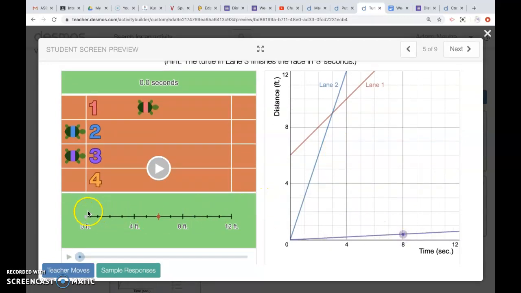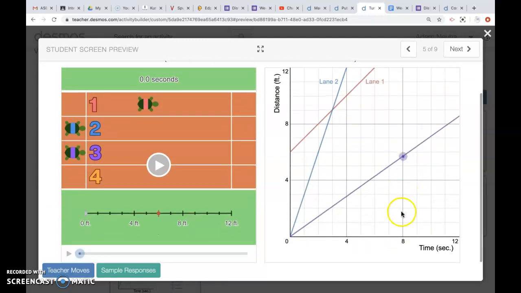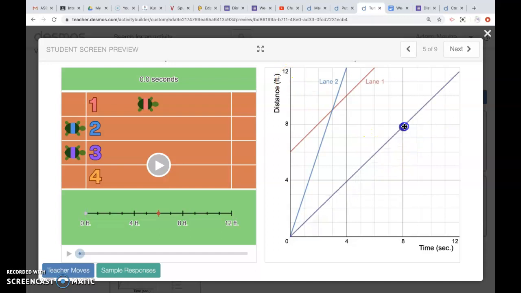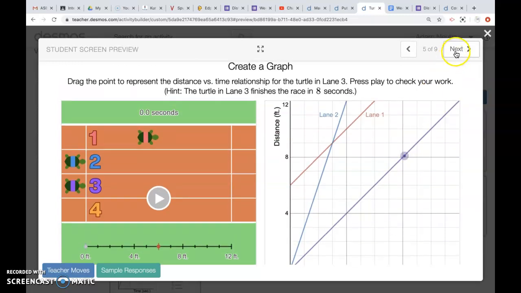Well, how long is the race? That right there, it's 12 feet, gives you a clue on where to drag this point. Finishes in 8 seconds, and it's 12 feet long. So right now, this is finishing in 8 seconds to get to 8 feet from the start line, but this is a 12 feet race, so you have to change this accordingly. I'm not going to give you the answer right now, but if you have questions, please email.